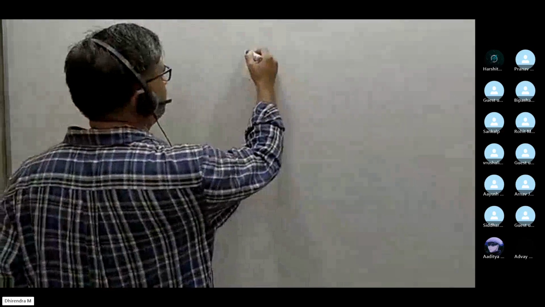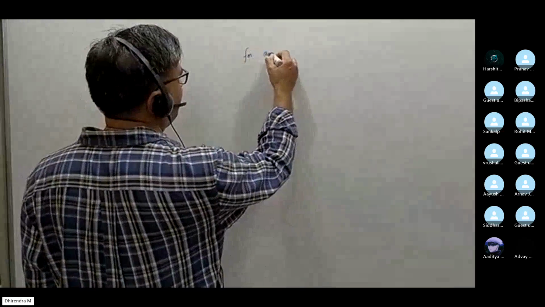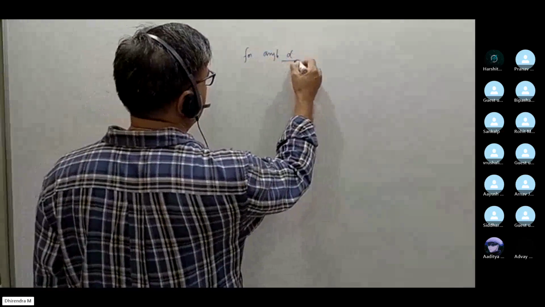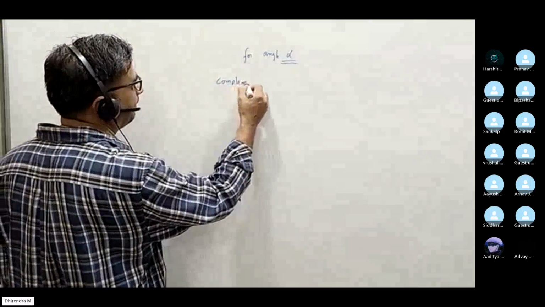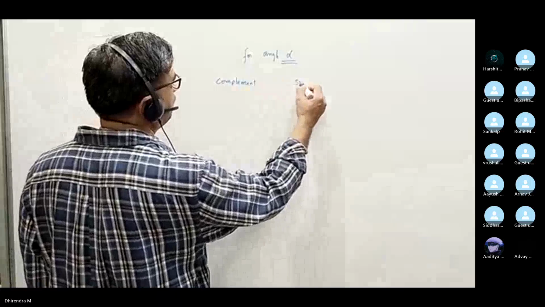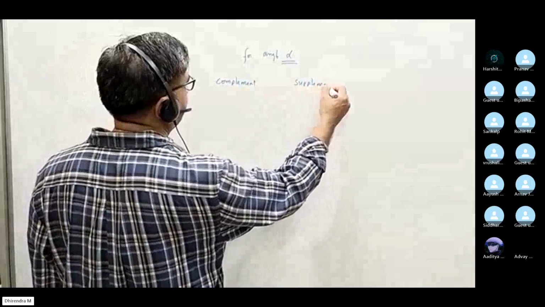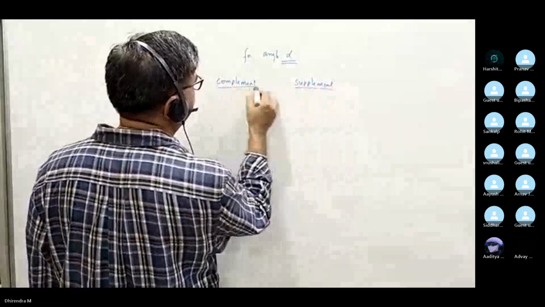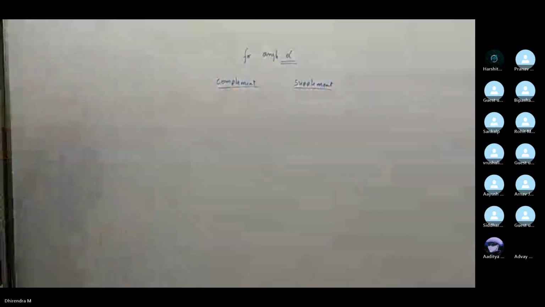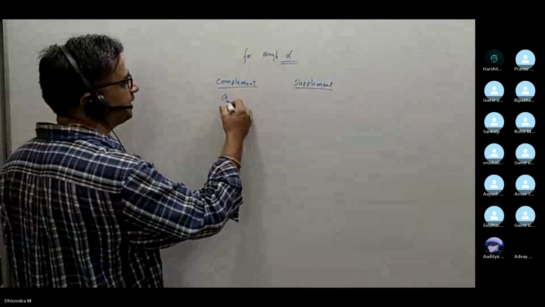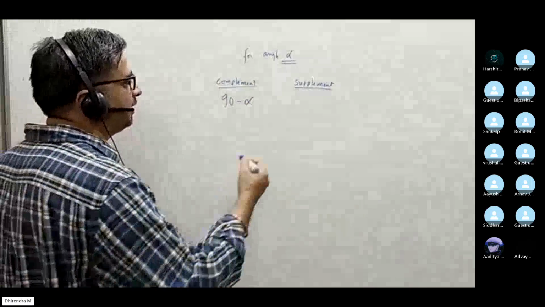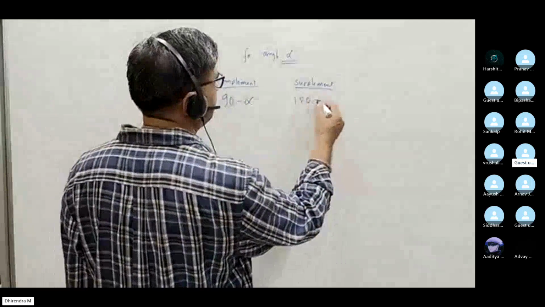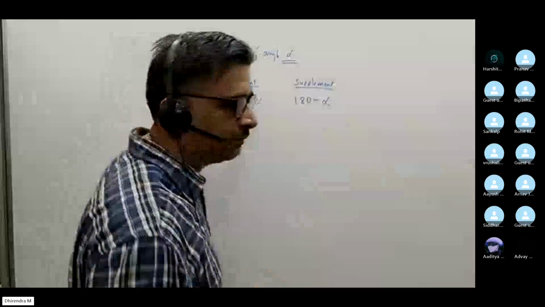Okay, so before anything, folks, get this right. If we have an angle alpha, what is the value of its complement? And what is the value of its supplement? Is it not 90 minus alpha? Is 90 minus alpha not the complement and 180 minus alpha not the supplement of the angle?